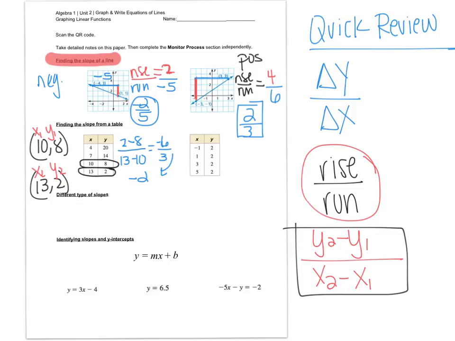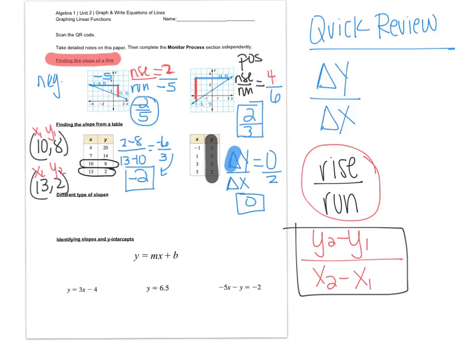Looking at my second table here, I can notice right off the bat that our y's are staying the same. What does this tell us? It tells us there's no change in our y, which means our change in y in this problem is 0. It's staying the same, over our change in x, which is going up by 2. 0 divided by any number is just going to give us 0. So the slope of this table here is 0.